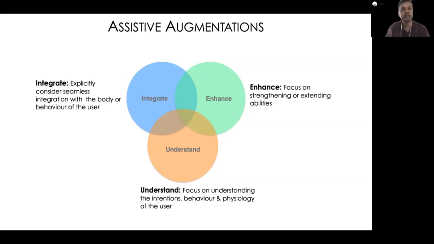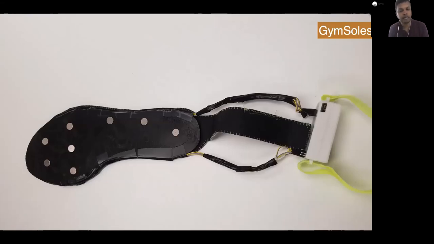What I'm going to do now is run through a number of projects that we have ongoing in the lab. And they are situated in this space at various spaces, but you can start looking at them and appreciating sort of how they connect to this way of thinking of assistive augmentations. So the first project I'm going to talk about is Gym Soles, which is a smart insole. And what it does is it can sense the center of pressure. It has a pressure sensitive layer, and then it also has vibrotactile motors that can provide vibrotactile feedback.